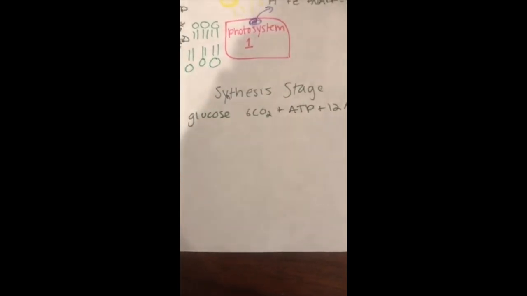Finally, the plant goes to the synthesis stage where glucose is created from carbon dioxide, ATP, and the NADPH to create glucose and water.